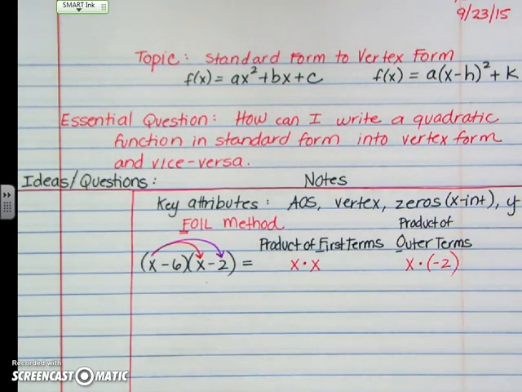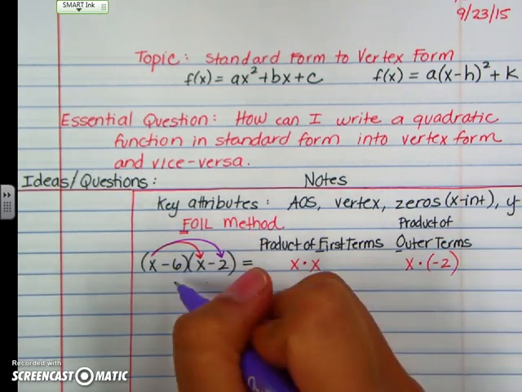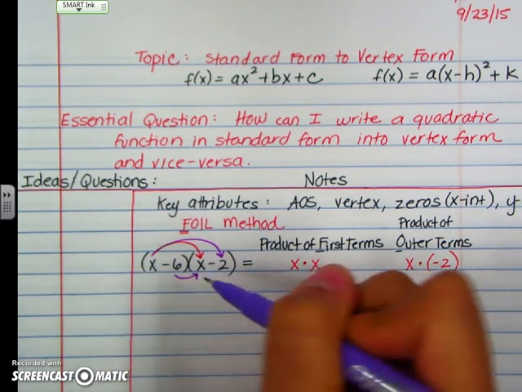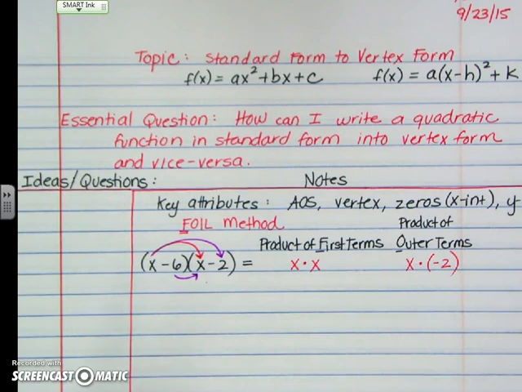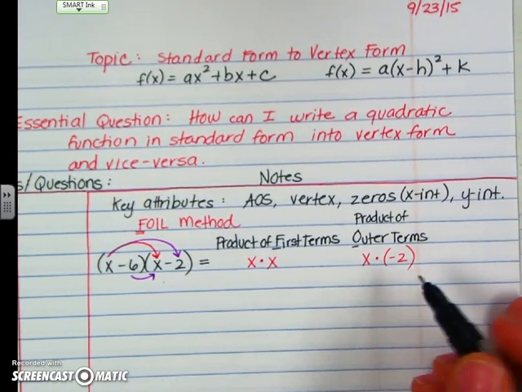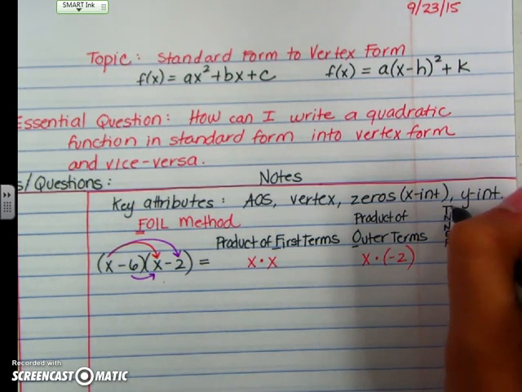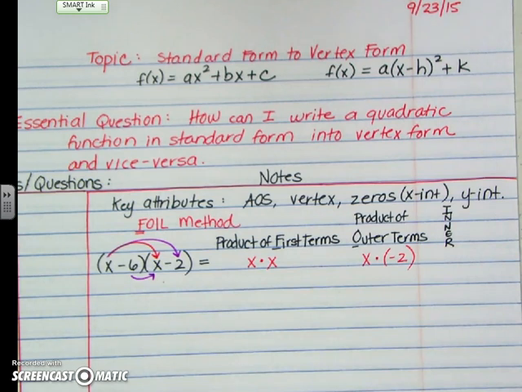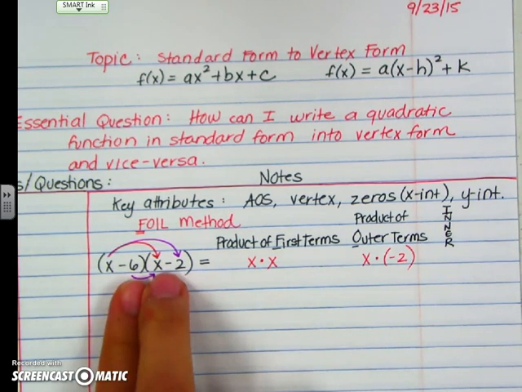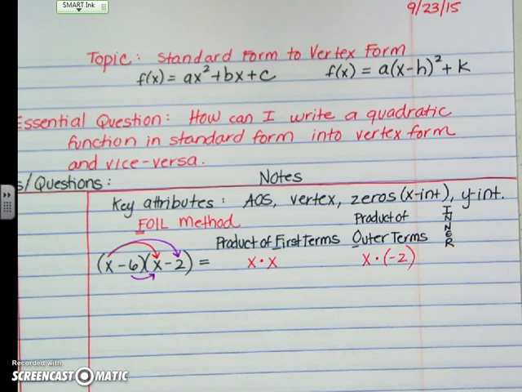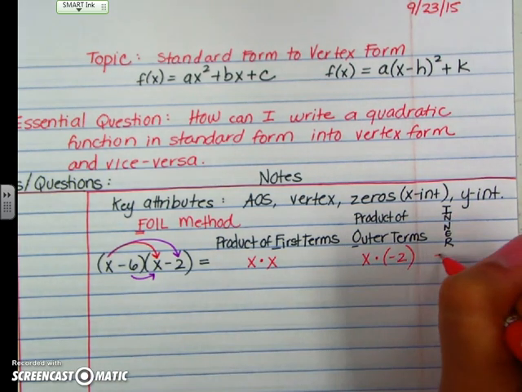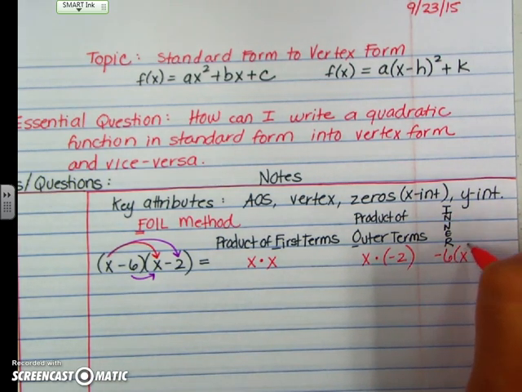And then the I stands for multiplying the inner terms. So you're going to multiply -6 times x. So those are the inner terms. I'm running out of space a little bit, so I'm just going to write inner. Okay, and what are the inner terms? The inner terms that are inside of the parentheses, which is -6 times a positive x.